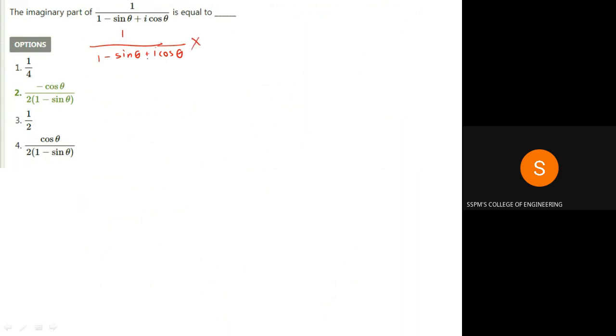Whenever we see a denominator, in such cases we will try to rationalize it. We will take 1 minus sine theta as the first term and i cos theta as the second term. So how do we rationalize it? We will multiply by their conjugate. What is the conjugate? 1 minus sine theta minus i cos theta, divided by the same 1 minus sine theta minus i cos theta. We will multiply by their conjugate.